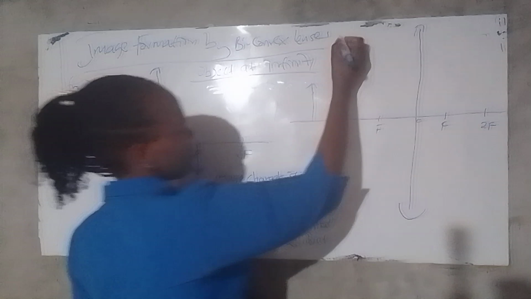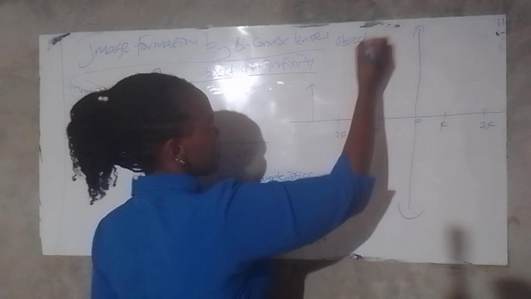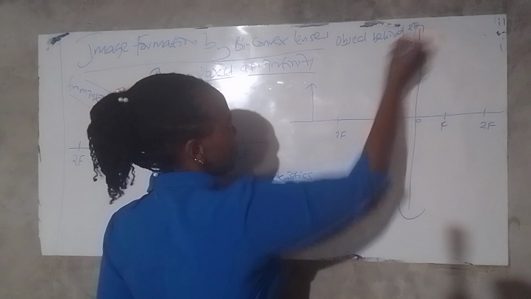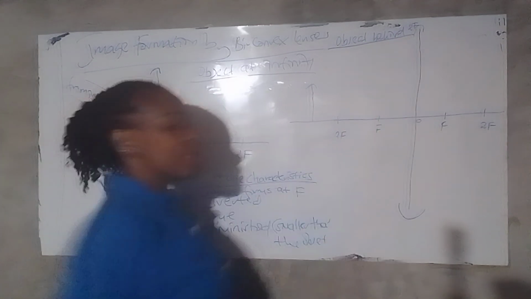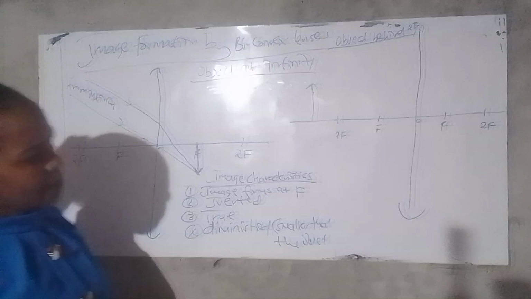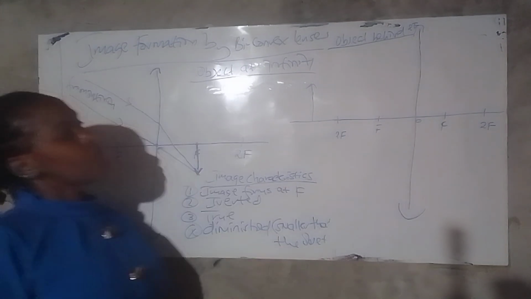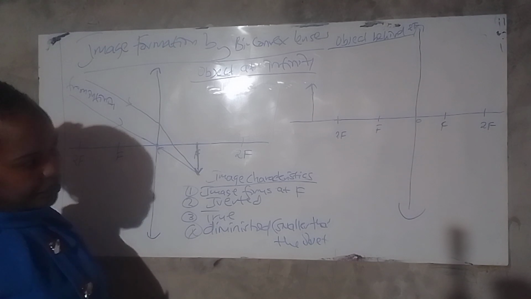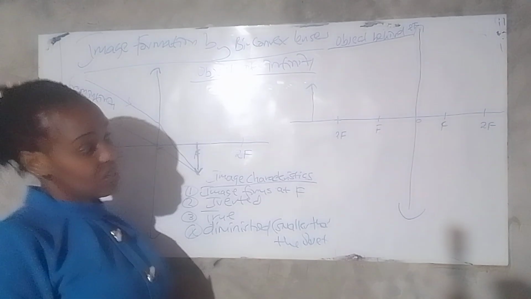Object behind 2F. Remember, 2F is our center of curvature. So if I place that object behind 2F, then what would be the characteristics of my image? Okay, so we're going to follow the rules that we already know.